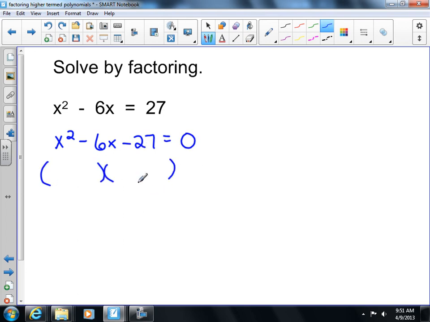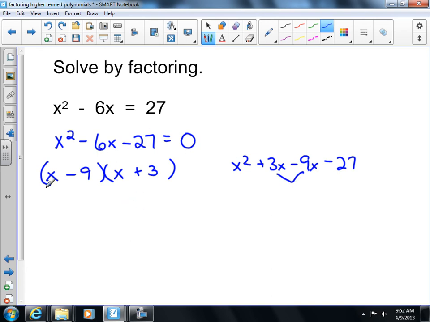Anything I can factor out to start with? No. Okay, so it's going to be an x and an x. What will I multiply together to get a negative 27, add together to get negative 6? Negative 9 and a positive 3. Let's try it. X squared plus 3x minus 9x from your inner terms minus 27. Is that going to work?